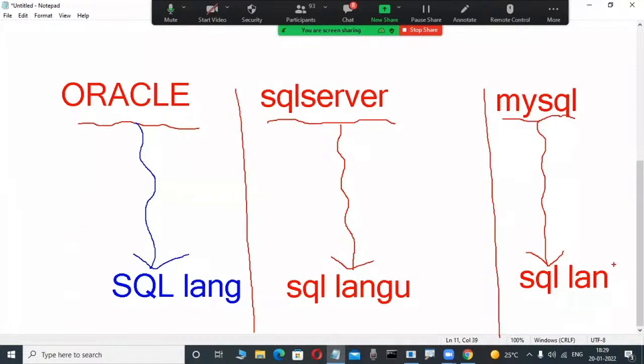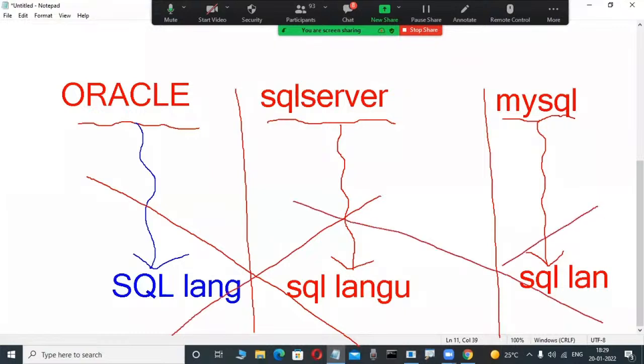These are all SQL languages, but are they the same or different? Only one answer is correct. Easy. Maybe some technical persons in our class are telling. Very good. In our class, so many fellows are telling the same, but that is 100% wrong. These SQL languages are all different, not the same.